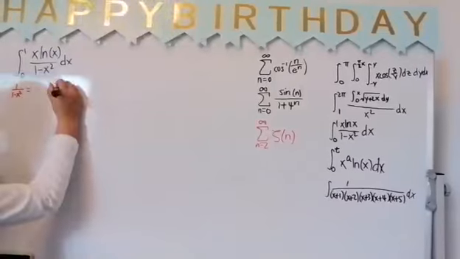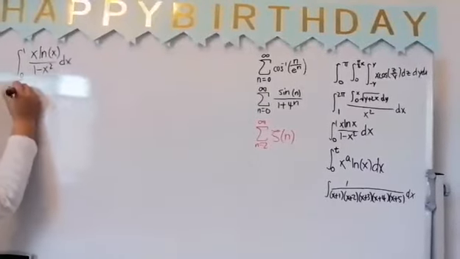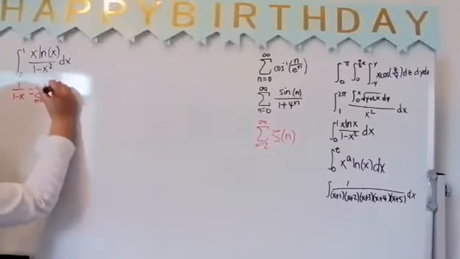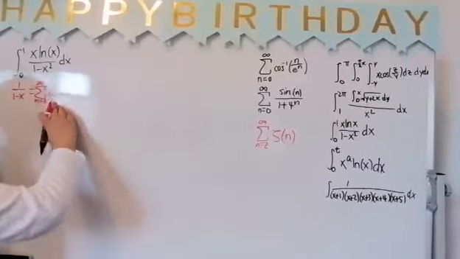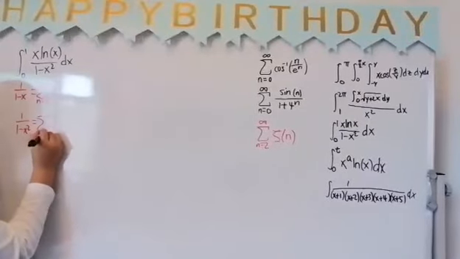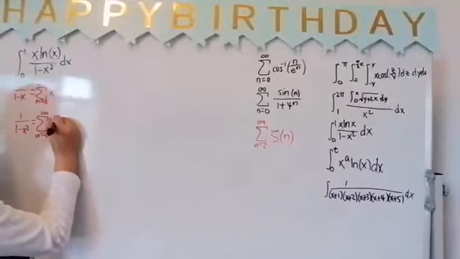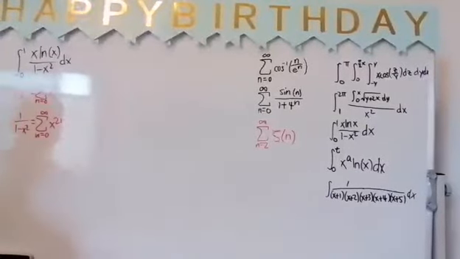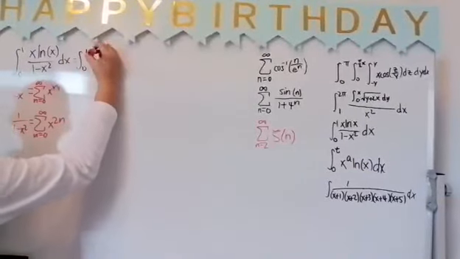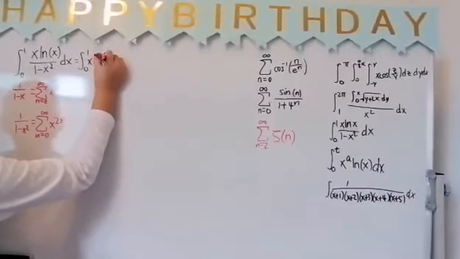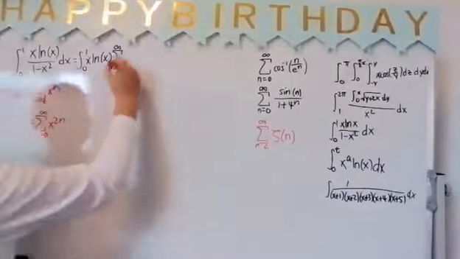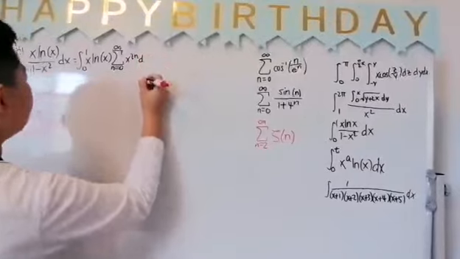Well, think back to how 1 over 1 minus x equals the sum n equals 0 to infinity of x to the n. Next, plug in x squared to that, so we get 1 over 1 minus x squared. On this side, you would basically multiply the powers to get x to the 2n. And then we're just going to plug that in right there. So we get this equals the integral from 0 to 1 of x times the natural log of x times the sum, n equals 0 to infinity, of course, of x to the 2n power dx.